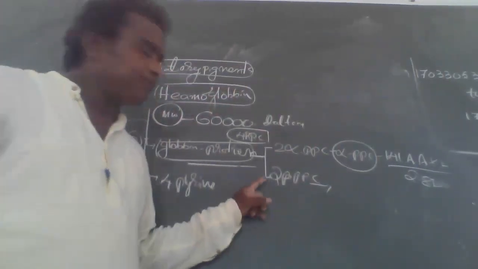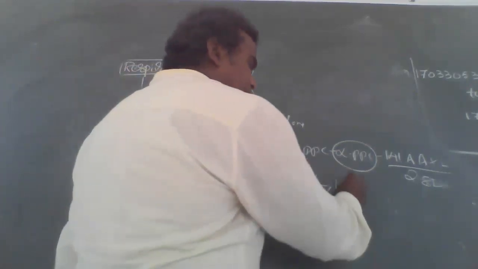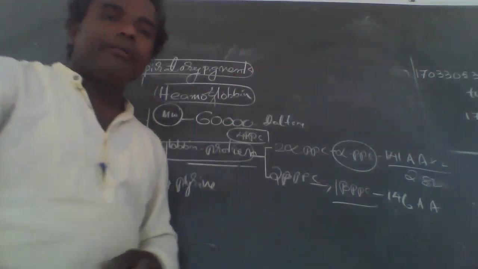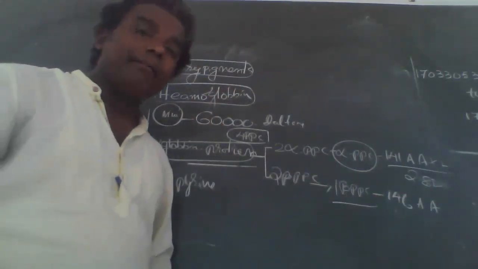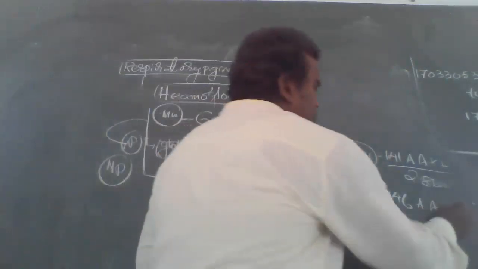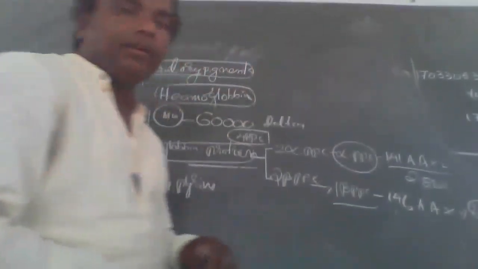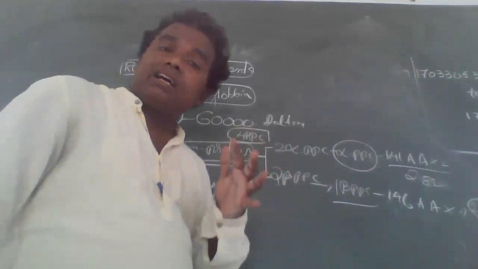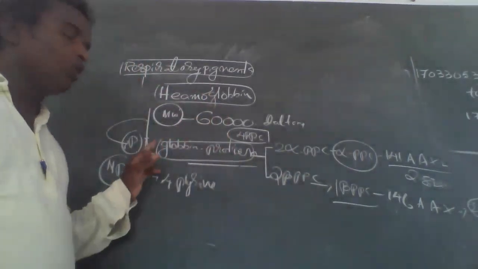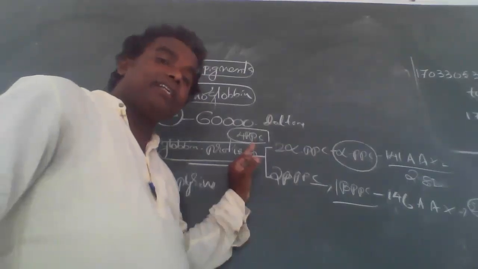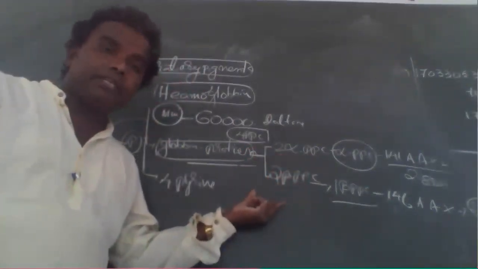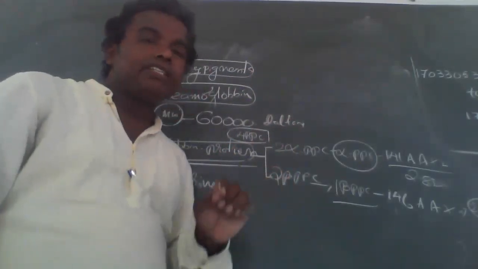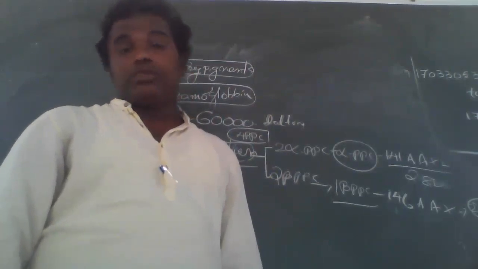Very important. Next, 1 beta polypeptide chain contains 146 amino acids. How many? 146 amino acids. Into 2, there are 292 amino acids in the beta chains. This question is asked many times at NEET level, PG entrance level, group 1 and group 2 level. To repeat: globin, the proteinous part, contains 4 polypeptide chains, 2 alpha and 2 beta. Each alpha chain contains 141 amino acids and each beta chain contains 146 amino acids.